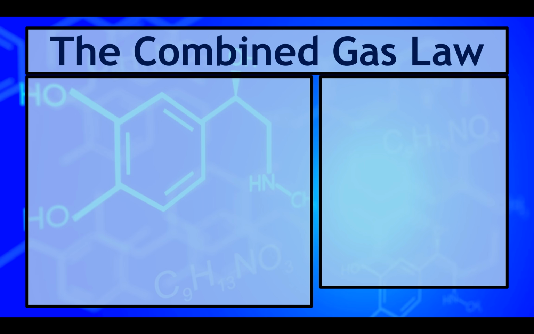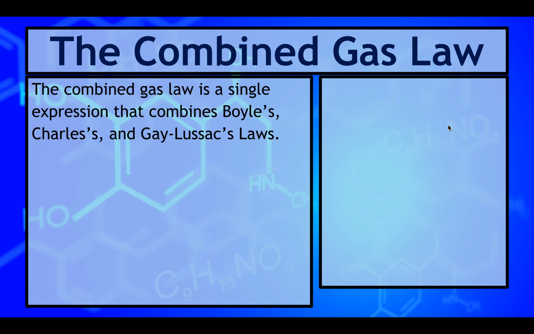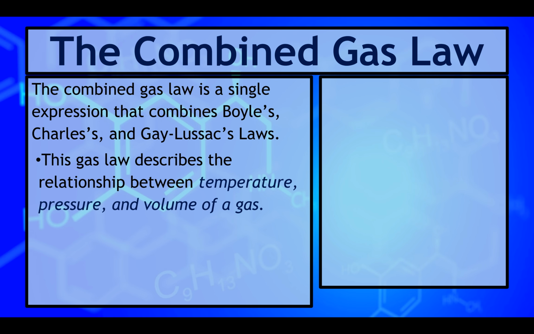In this section of notes, we're going to talk about the combined gas law. The combined gas law is a single expression that combines three different scientists' laws: Boyle's law, Charles' law, and Gay-Lussac's laws. This gas law describes the relationship between temperature, pressure, and the volume of a gas, and we've seen that in the PhET simulation over and over again.